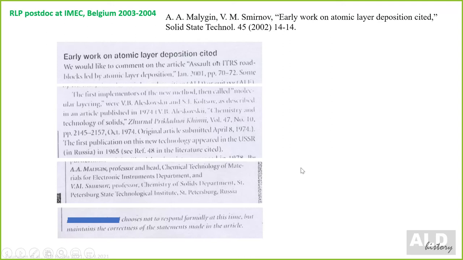And this has been written by Maligin and Smirnov, and Maligin is now the chair of this conference. And here they were telling about the Russian invention and giving some references also, and what was really curious for me is that a company chooses not to respond formally at this time, but maintains the correctness of the statements made in the article. Wow, this was really getting my eyebrows up.